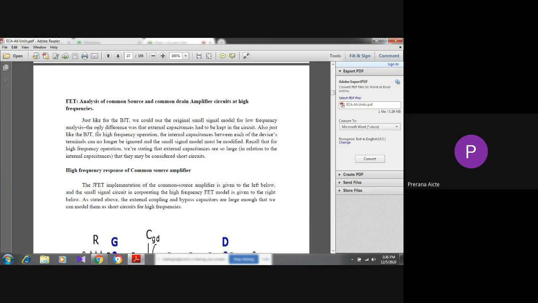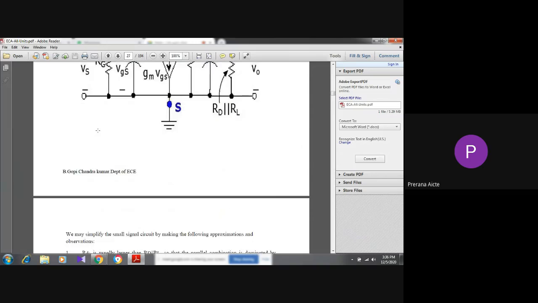Now, like BJT, in FET also we have three different amplifier configurations. Those are common source amplifier, common drain amplifier, common gate amplifier. What amplifiers do we have in BJT? Common emitter, common base, common collector. Just like that, in FET also we have these three amplifiers: common source amplifier, common drain amplifier, common gate amplifier.